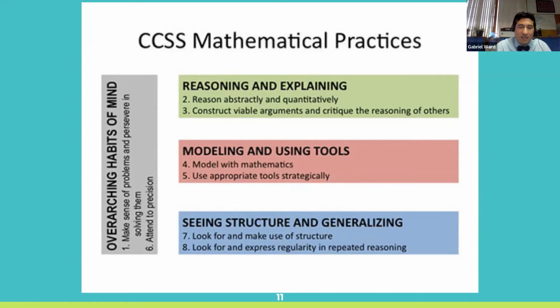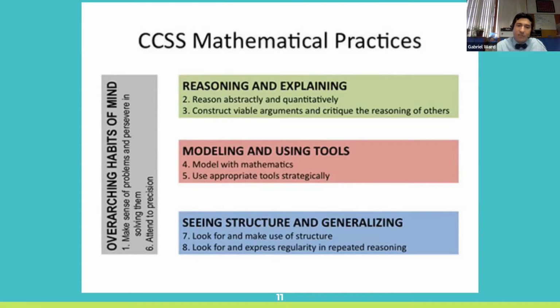Seeing structure and generalizing, I always tell people this is one of the things that I think is overlooked a lot in math. Math is much, much more than just looking at, can we compute, can we get right answers? A lot of times it's looking for the beauty and the structure. Are there patterns that are happening? Are there some things that are building off of other things that we're doing? And those would be our 2 math practices, 7 and 8.